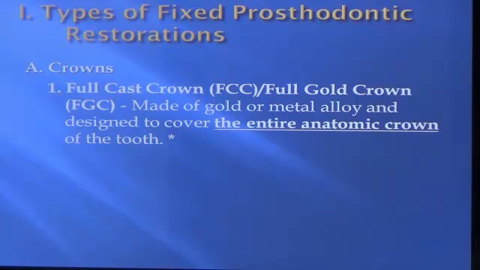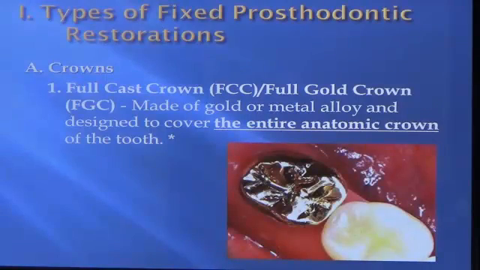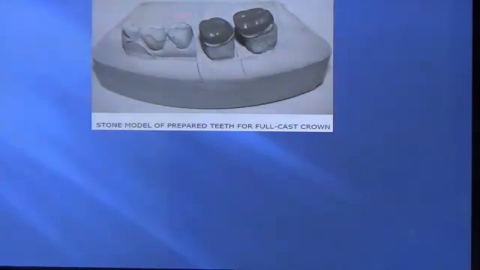It's made of gold, metal, and designed to cover the entire anatomical crown of the tooth. Okay, not just part of it. It covers the entire anatomical crown. Looks like that. Okay. Here are the stone models after they've been prepared.